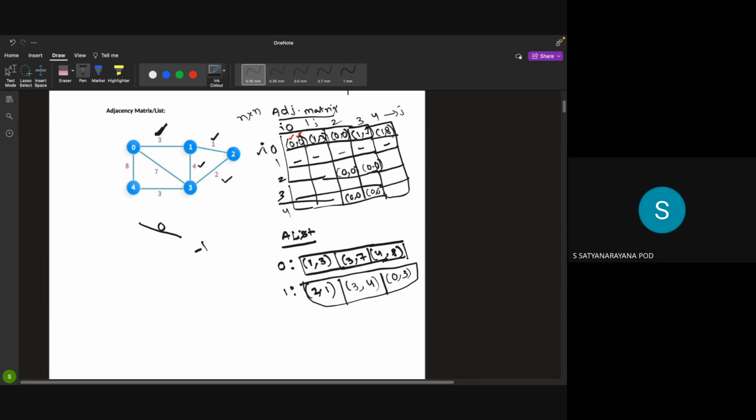0 to 1 means this particular index position of this cell is 0 and 1. Index position I'm talking about. 0th row and first column. This cell contains 2 values. Inside, again, it's two-dimensional. So what is the first dimension value? 0th value. What is the second dimension value? First value. Clear?